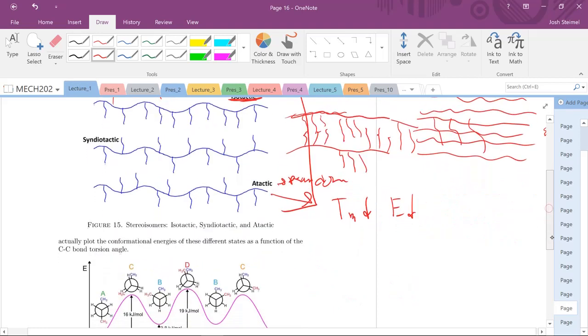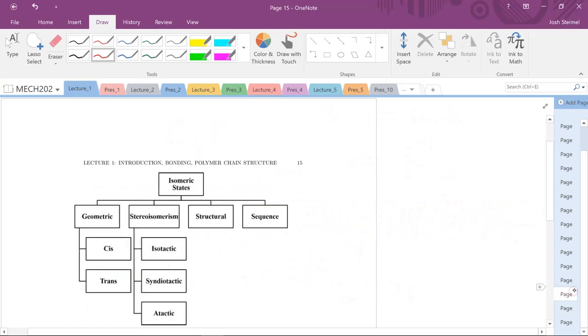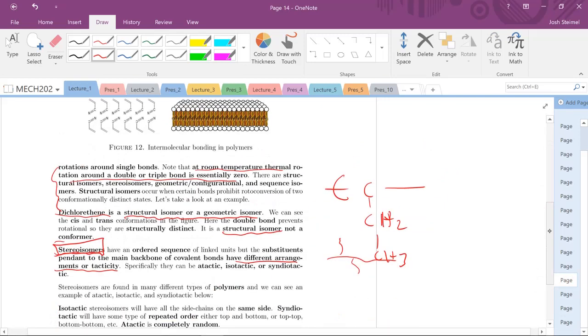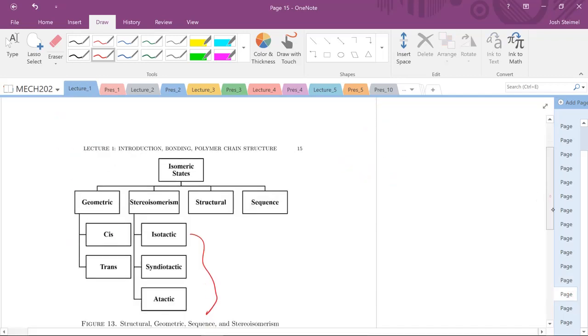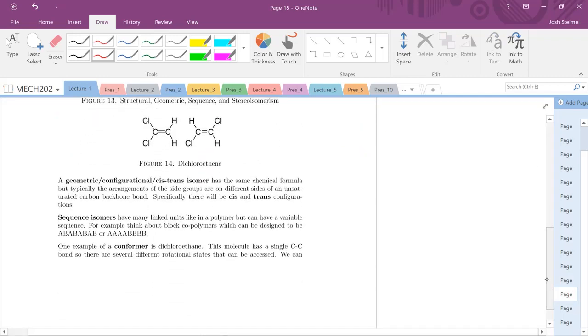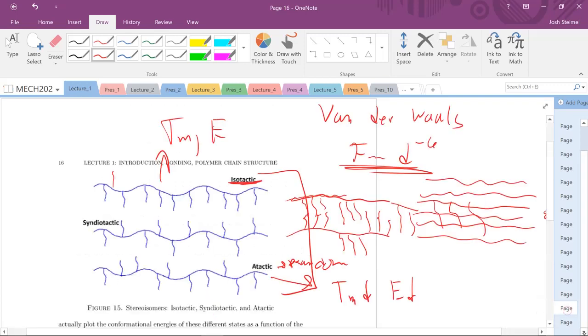So those are stereoisomers. That's a fun tool that we have to work with in terms of tuning mechanical properties and other types of properties of polymers, thermal properties, et cetera. We've kind of shown this as well with those examples. The last thing I want to talk about today is, we've already talked about geometric isomers.